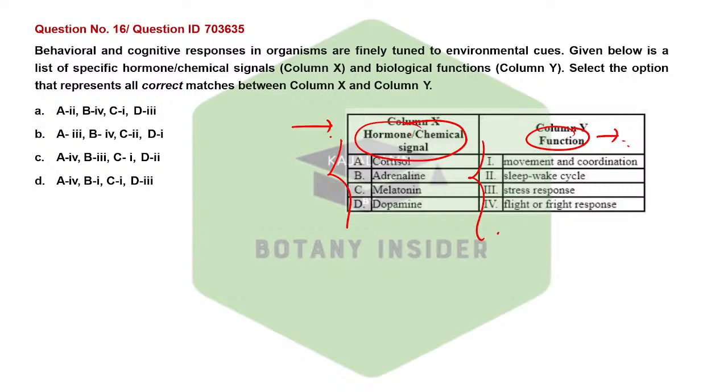That is movement and coordination, sleep wake cycle, then stress response, then fight or flight response. So very simple question. Behavioral and cognitive responses in the organisms are finely tuned to the environmental cues. Given below is a list of specific hormone chemical signals and the biological functions. Select the option that represents all correct matches between column X and column Y.